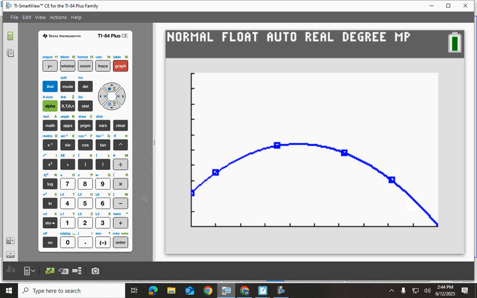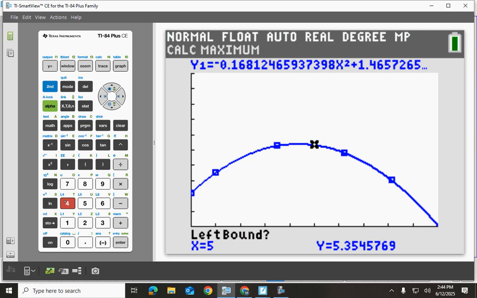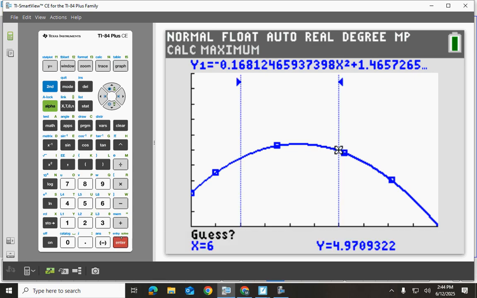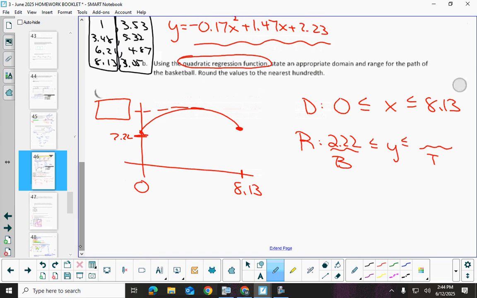The top, remember, is the maximum. It's that turning point. So second trace, you're going to pick number 4. And again, either scroll to the left, scroll to the right, or do a number on the left and a number on the right. I'll go with 2 on the left and 6 on the right. So my peak is 5.42. So my top is at 5.42. So again, that was the maximum.